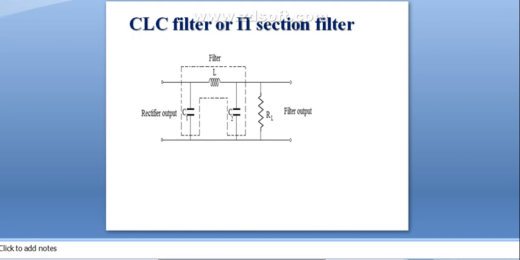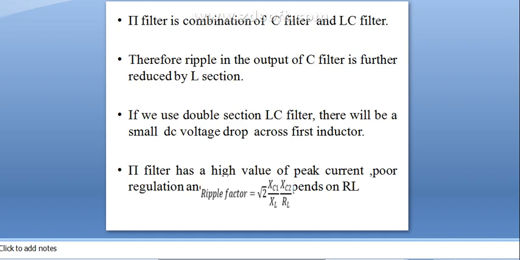So next one is CLC filter or pi section filter. This is a diagram of the CLC filter or pi section filter. Here we are using two capacitors and one inductor. The pi filter is a combination of C filter and LC filter. Here the ripple in the output of the C filter is further reduced by the L section. If we use a double section LC filter, there will be a small DC voltage drop across the first inductor.